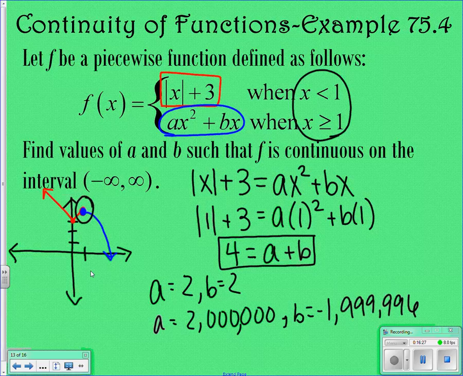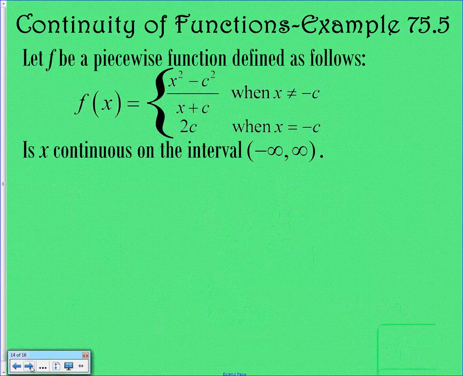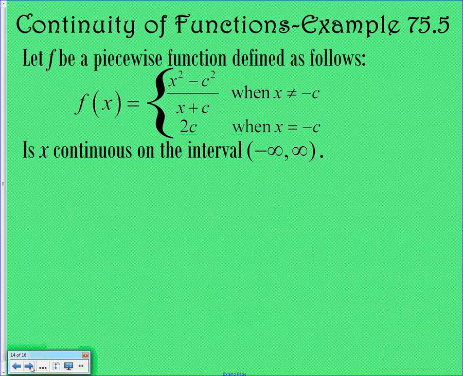Again, I think they're kind of fun because you're kind of manipulating a graph. But they're not too bad. You basically just set the two function piecewise parts equal to each other and plug in the x value. So let's look at this one. We have a piecewise function where x squared minus c squared over x plus c whenever x is not equal to negative c. And then we also have 2c when x is equal to negative c. And we want to know, is it continuous on the interval from negative infinity to infinity?